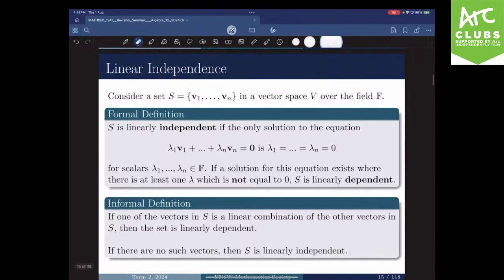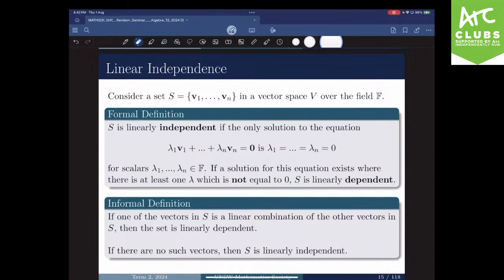So another concept, linear independence. What does it mean to be linearly independent? Basically, for some set S which has vectors v1, v2, up to vn, the set S is linearly independent if the only linear combination that gives you the zero vector is when lambda 1, lambda 2, and so on are all 0. If it's not linearly independent, then it will be linearly dependent.